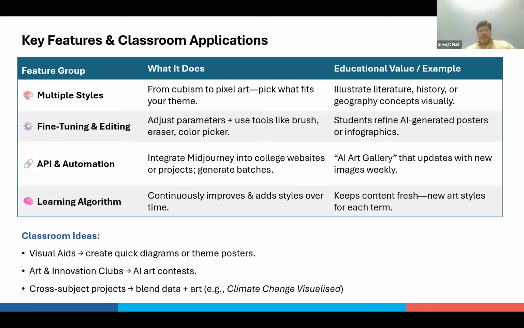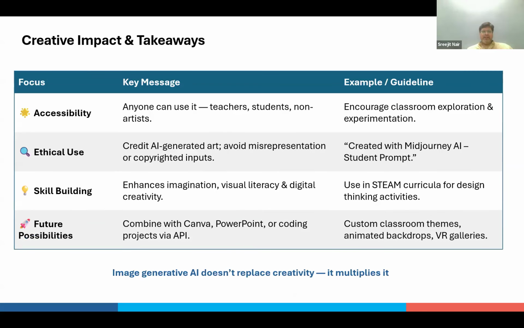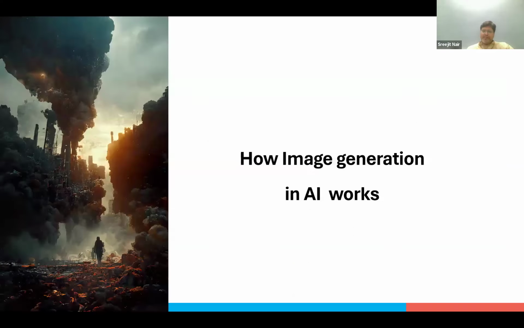How you can use image generation in your class is, say, visual aid generation is something that you can use. Art and innovation clubs, you might be having your annual days where you would be requiring a lot of artworks that can be generated, and cross subject projects where you need to blend data with art. So these are some areas where you can use generative AI. So it's very accessible, ethical to use. It helps with skill building and future possibilities.